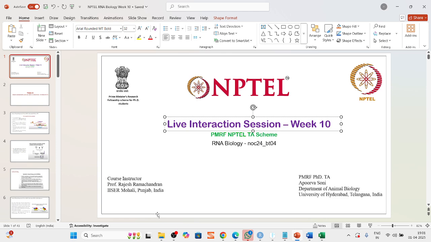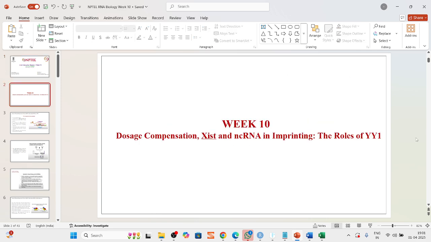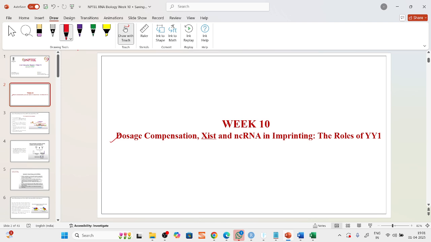Today, we'll be covering all the components that were covered in the week 10 lecture. So, week 10 lecture was about dosage compensation, cis and non-coding RNAs in imprinting, particularly focusing on the role of YYY. So, in the last class, we have learned about the dosage compensation phenomena. So, let us quickly revise what is the meaning of this dosage compensation.